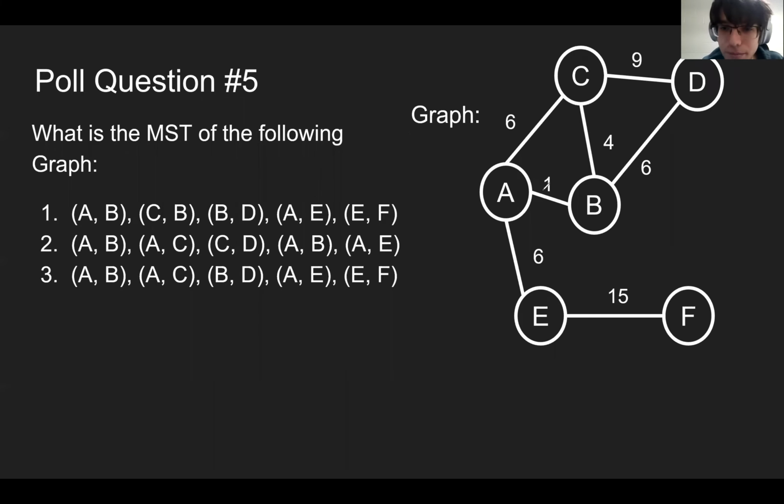So minimum so far, let's choose AB. Next smallest CB, doesn't form a cycle. Next smallest, this would form a cycle. This would not form a cycle, so we choose this one. Then we choose this one. And then we would not choose this, choose this. So AB, CB, BD, AE, and EF for this. Yeah, so wait, AE, EF, BD, CB, and AB. Yeah. So the first one. Okay.